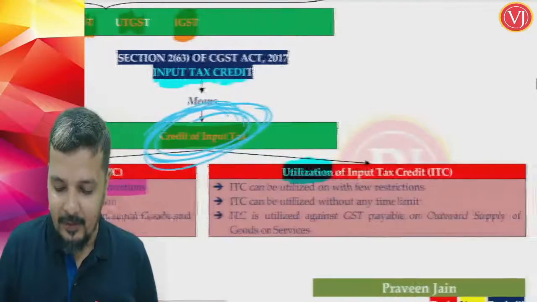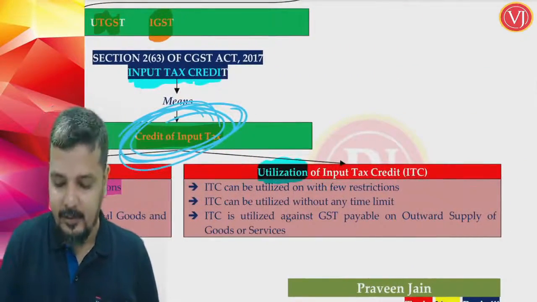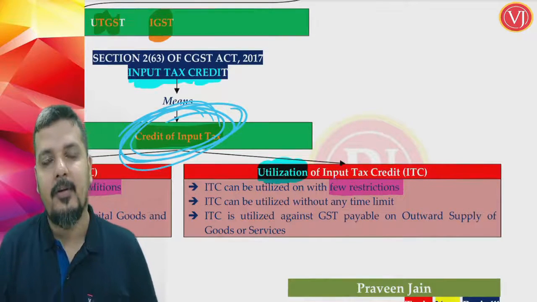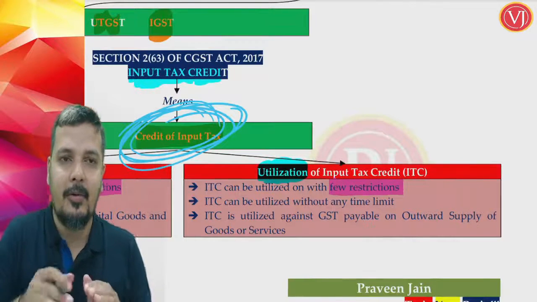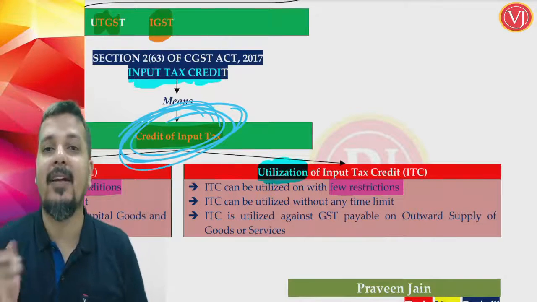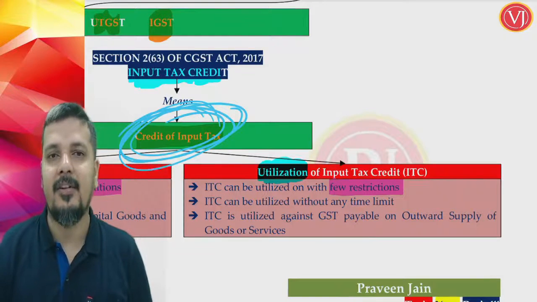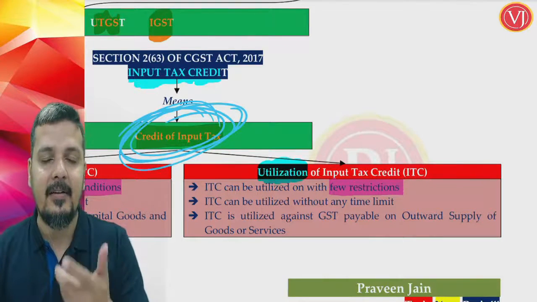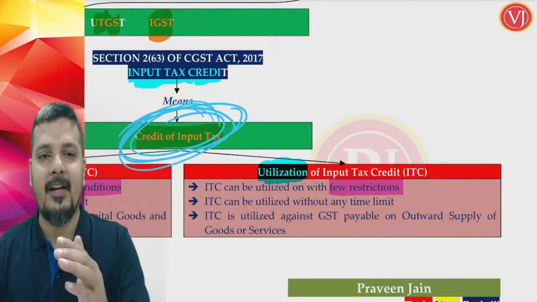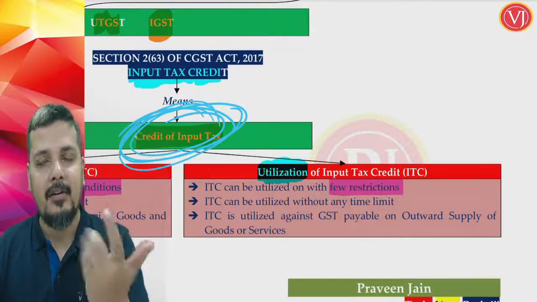Whereas utilization of credit, there are no conditions. Once you take the credit, you can use it, but there are certain restrictions. You have to do this, you cannot do this. There are restrictions. It's not a condition. Condition means entry itself is prohibited. If you satisfy the condition, come inside. If not, you cannot come inside.